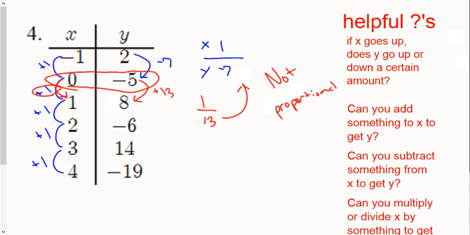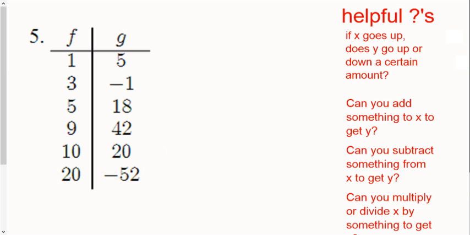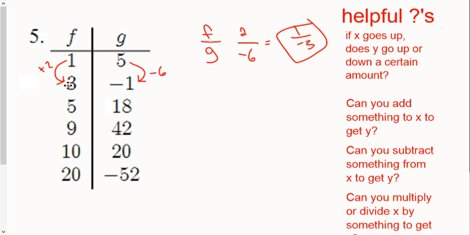Now, let's go through and do the last two real quick. Let's see. 1 went to 3, so that was an increase of 2. So my F value went up by 2. My G value suddenly dropped by 6. So that was a loss of 6. That will simplify down to a 1 over negative 3. That's the magic ratio we're trying to see if we see again.